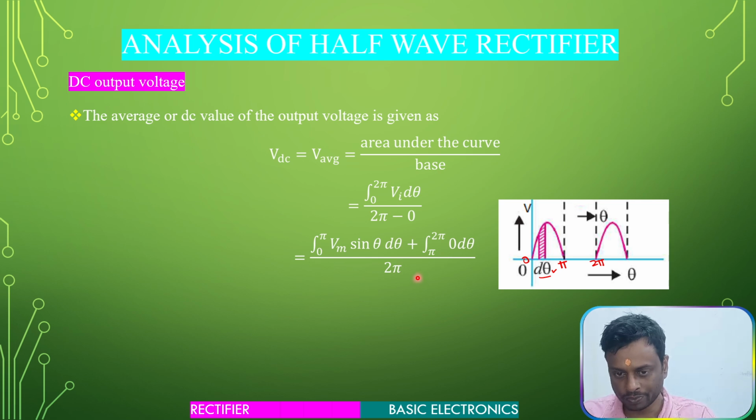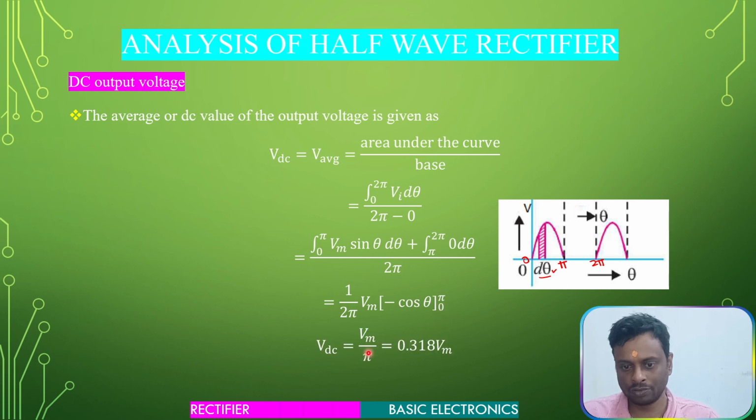So if we integrate this, it will be 1 upon 2 pi Vm, the integral of sin theta, which is minus cos theta. Vm you can take as a constant. So minus cos theta from 0 to pi. The value will be Vm by pi, which is 0.318 into Vm. So this is the average value or DC value of the output voltage.